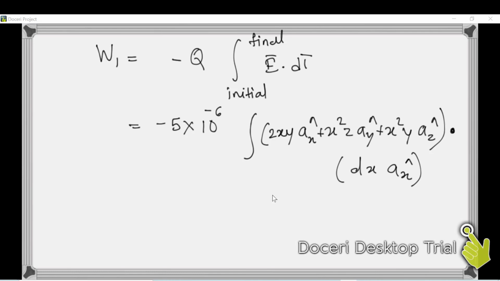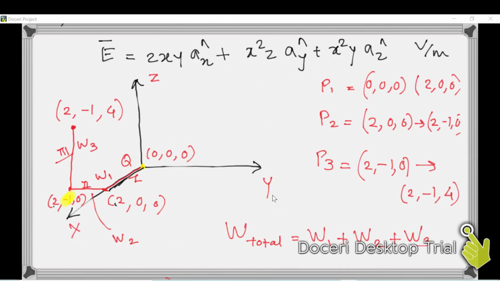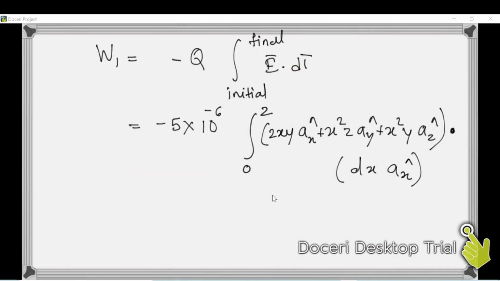And as there is change in x, what is the initial value of x? It was 0. What was the final value of x? It was 2. Okay, so for this path, the initial value of x is 0, the final value of x is 2. So we'll consider the upper limit and lower limit like this, 0 to 2. We have to go from 0 to 2 along the x-axis, right? So after solving this, minus 5 into 10 raised to minus 6 integration 0 to 2. Now only ax and ax will be multiplied because ay into ax dot is 0, az dot ax is 0. So we will be left with only 2x dx.